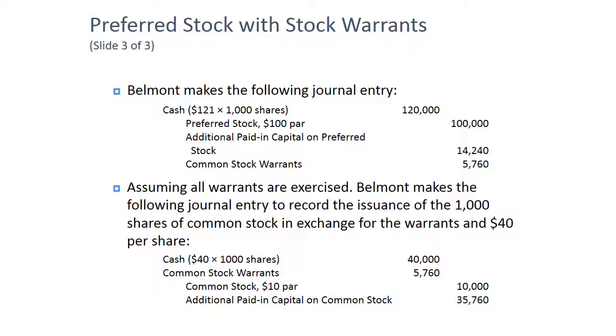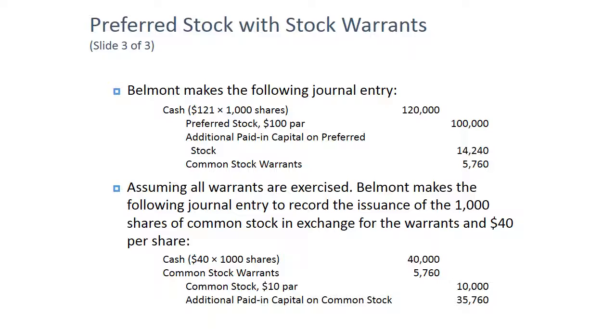What happens when these warrants are actually exercised? So Belmont makes the following journal entry. Remember, they could exchange a warrant for a share of stock at $40 a share. If the market price is much higher, that makes sense for the people who own the warrants to do that. So they take the 1,000 warrants times $40. So the company will receive cash of $40,000 from whoever owns the warrants. They will debit also common stock warrants.